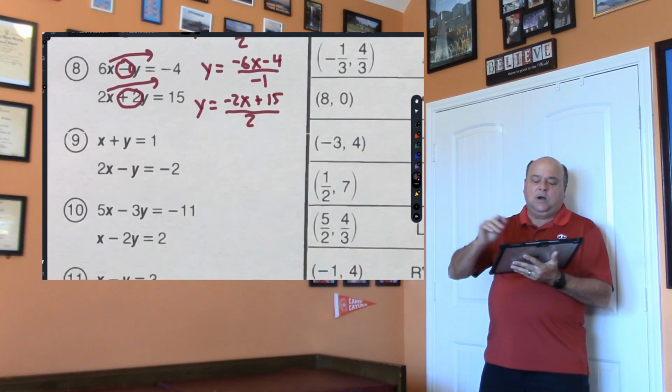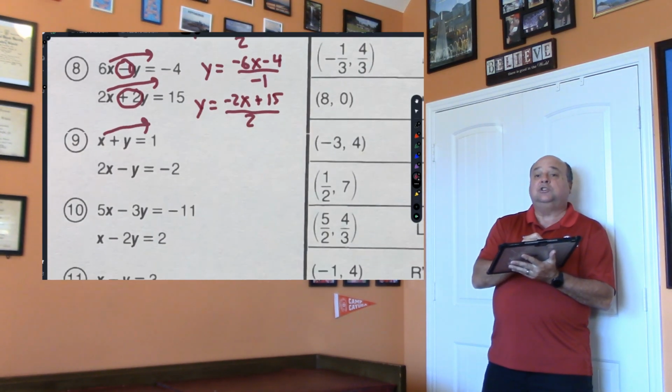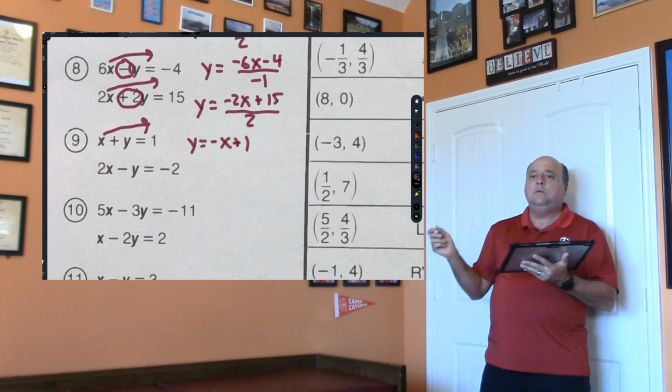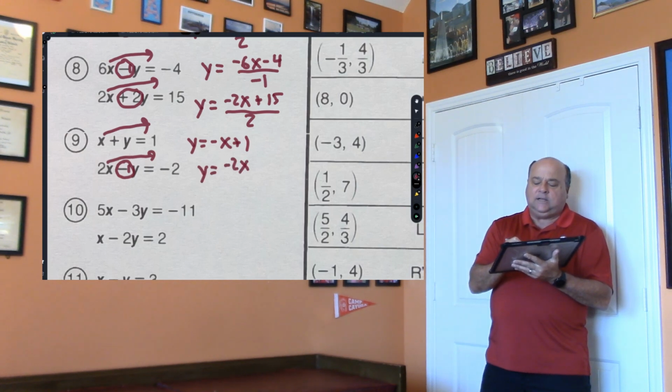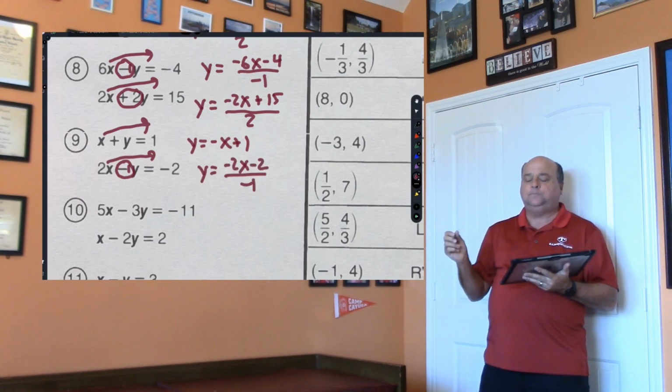Fun. Number 9, the x flips, there's nothing in front of y, so we're just going to get y equals negative x plus 1. There won't be a fraction. On the next one, the x flips, the y goes on the bottom, that's a negative 1 in it. So y equals negative 2x minus 2 over negative 1.